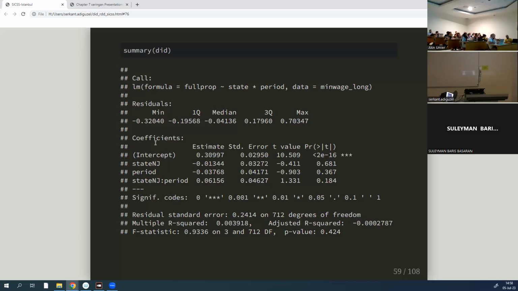Hence the p-value. What is the p-value? Yes, the p-value is actually a probability.